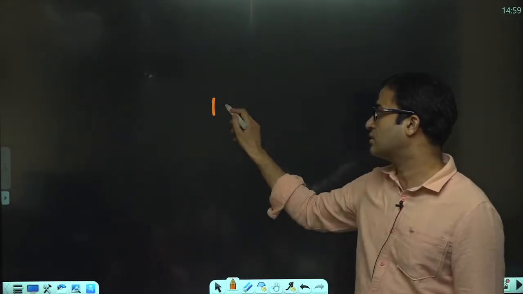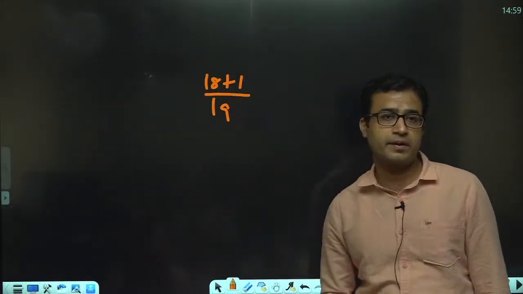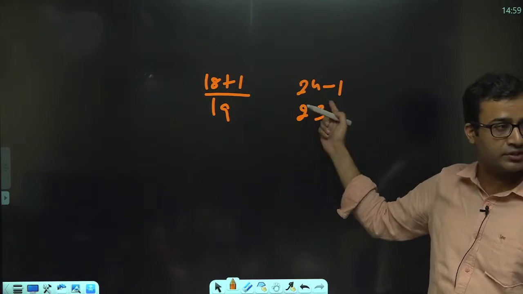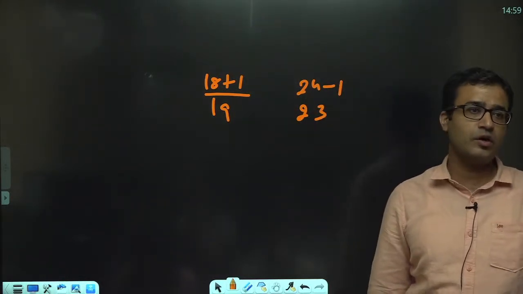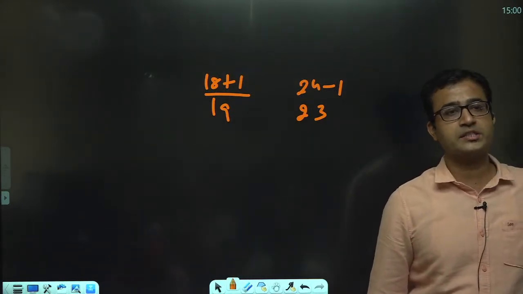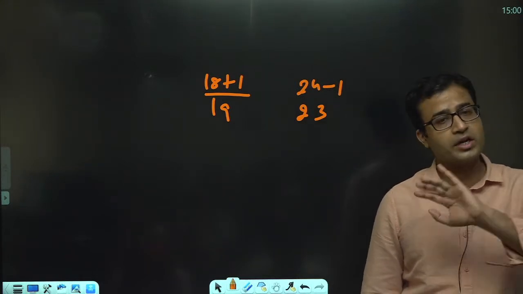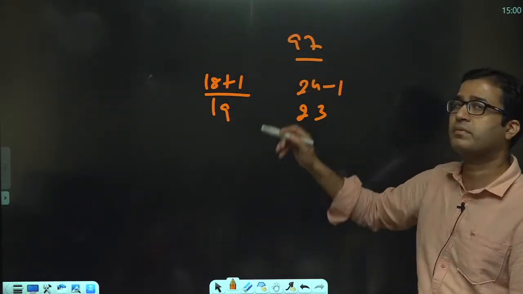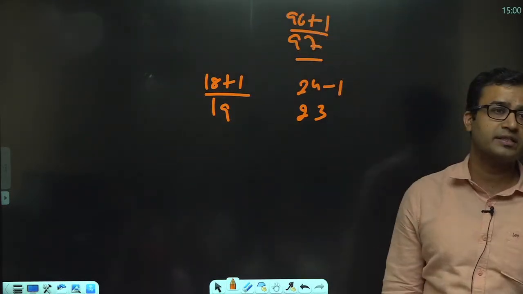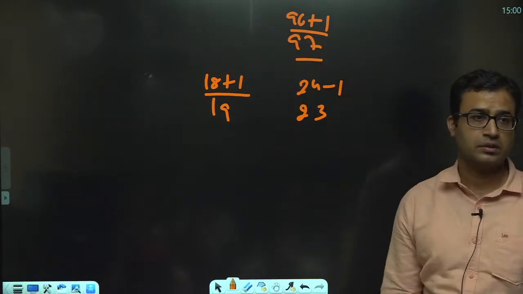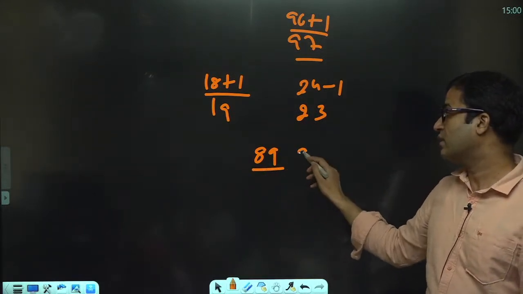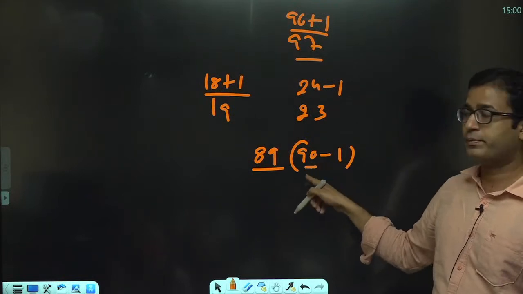19 is 18 plus 1. Any other prime number? 23 is 24 minus 1. Either table of 6 minus 1 or table of 6 plus 1. Multiple of 6 plus 1 or multiple of 6 minus 1, except 2 and 3. Check any. 97, मैं बड़े बड़े prime number बता दूं. 97 is also a prime number. 96 plus 1, and 96 is a multiple of 6. 89 is a prime number, yes. So what is 89? 90 minus 1. 90 is a multiple of 6.